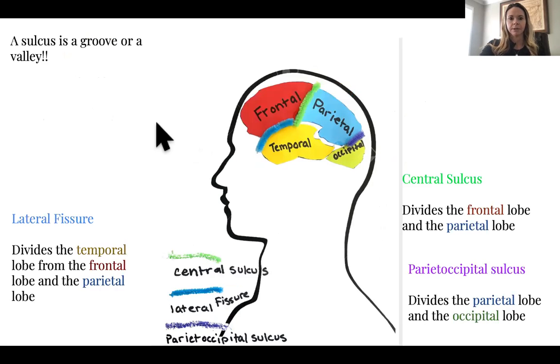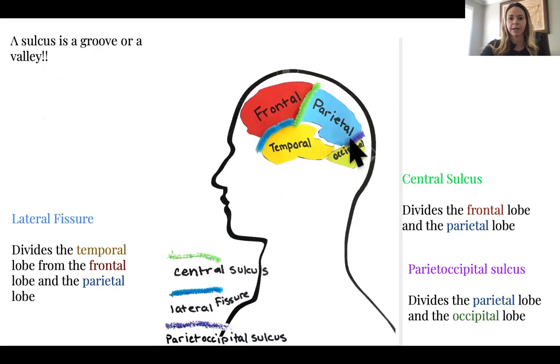All right, so now we're going to talk about how these lobes are divided or separated in the brain. So I'm going to be using a word, sulcus, and that's just a groove or a valley in between the lobes. So this green one is called the central sulcus, which divides the frontal and the parietal lobe.